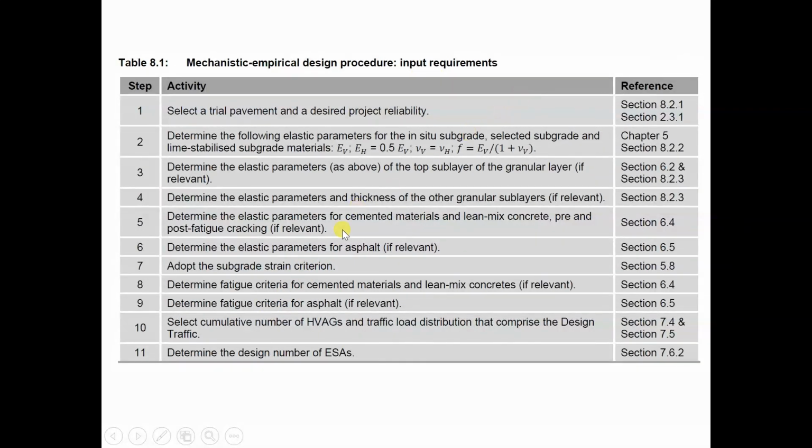These are the input requirements. What are the things that you need to input? You also design the number of ESA, which you have to compute separately. Determine the design number of ESA; there's another formula under the design traffic to do that. You need to input all the material properties, the modulus, the Poisson ratio, and the thickness of each layer as well.